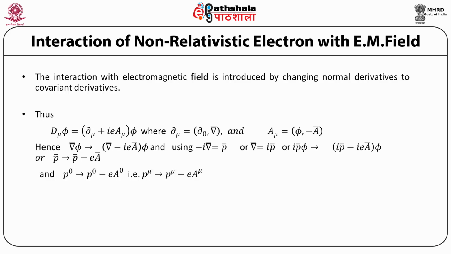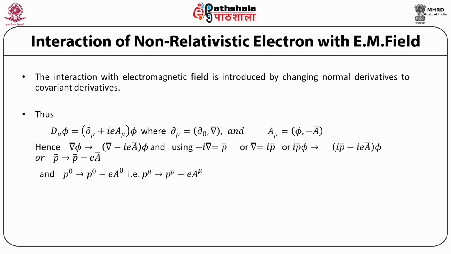and using −i∇ equal to p, or ∇ vector equal to plus ip, ip into φ is equal to (ip vector − ieA)φ, or p vector going to p vector minus eA vector. So the covariant derivative can also be accomplished by changing p0 to p0 minus eA0 and p vector to p vector minus eA vector, or combining them both, p_μ to p_μ minus eA_μ.